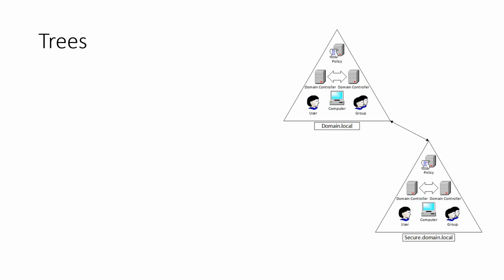Next physical component is trees. An Active Directory tree is a collection of domains within a Microsoft Active Directory network. The term refers to the fact that each domain has exactly one parent, leading to a hierarchical tree structure. A group of Active Directory trees is known as a forest.